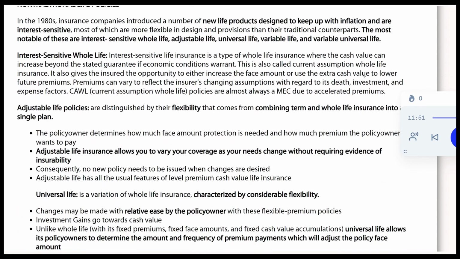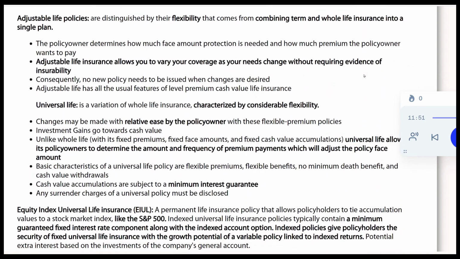Adjustable life policies are distinguished by their flexibility that comes from combining term and whole life insurance into a single plan. The policy owner determines how much face amount protection is needed and how much premium the policy owner wants to pay.